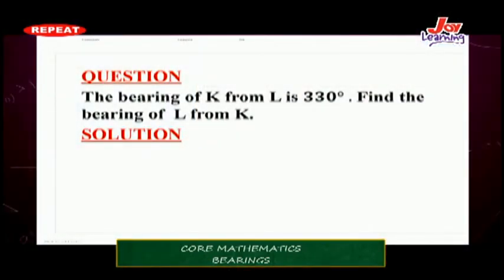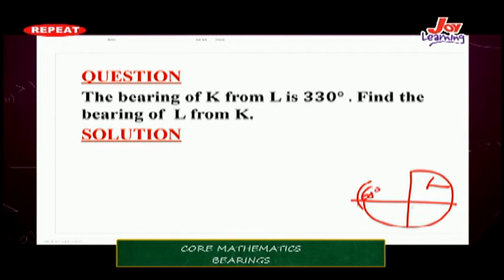What is the question? Find the bearing of L from K. Find the bearing of L from where? From K. Find the bearing of L from K. This was the diagram. Let me draw the diagram again. It was from L. 90 plus 90 plus 90, 270. 270 plus 60, giving me 330. So the direction went this way. And this is the point K.